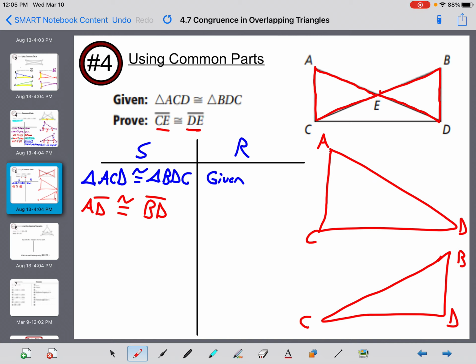All right, so AD is congruent to BD. And what's the reason? Well, it's the phrase we used on the last one, CPCTC. Okay, so we have AC and BD congruent to each other. Okay, what else can we use? We know that angle A and angle B are congruent. Okay, so angle A is congruent to angle B, CPCTC.